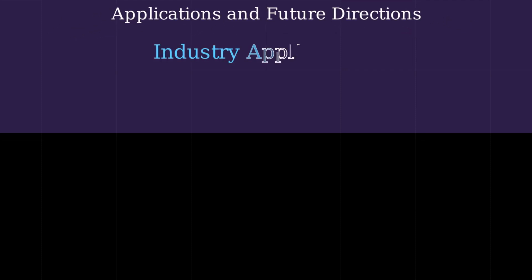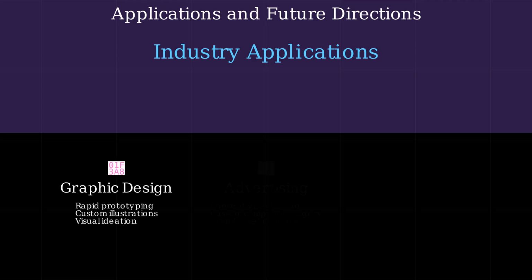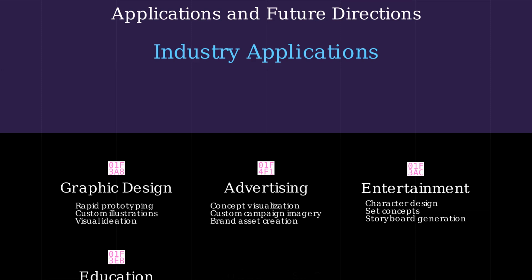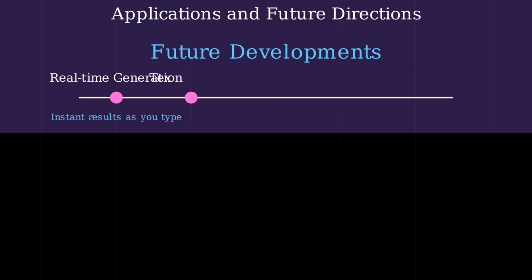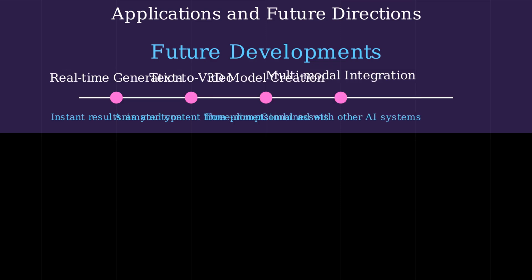The applications of text-to-image AI span across numerous industries. Looking ahead, several exciting developments are on the horizon for text-to-image technology. These include real-time generation, text-to-video capabilities, 3D model creation, multimodal integration, and seamless integration with creative tools.